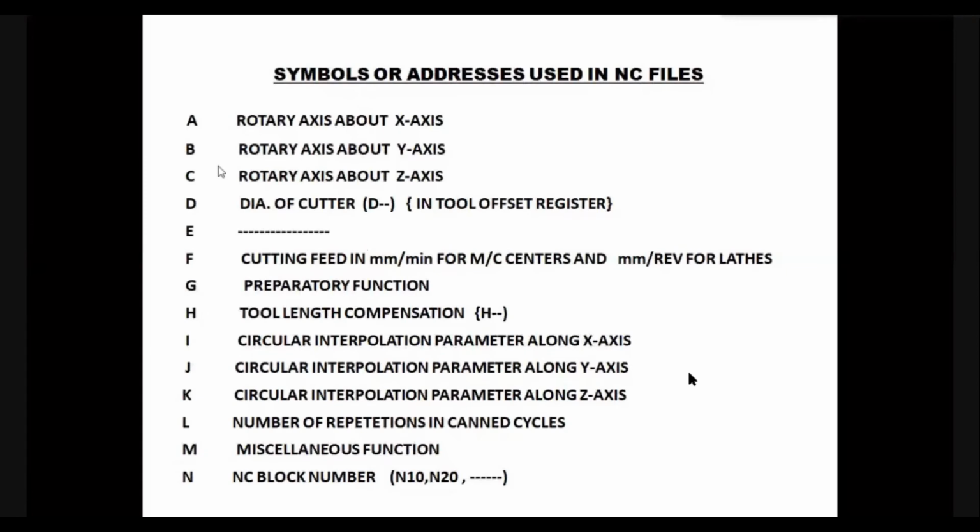So M stands for miscellaneous. Previously, G is the preparatory function, which stands for geometry of the workpiece. Whereas M, for our convenience, we can assume stands for machine. M stands for machine. That means coolant on and off, door close, door open, tool change, spindle orientation, and there are several other parameters that have to be controlled. All these parameters are confined only to the machine, not to the geometry of the workpiece.